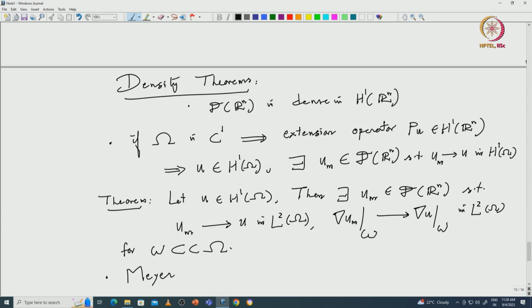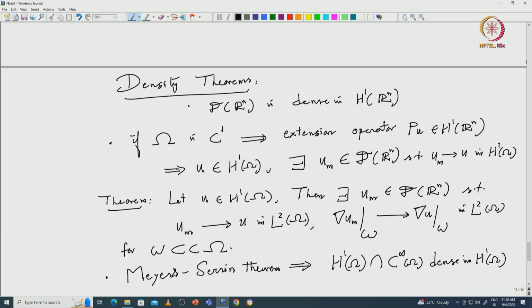One last remark on this density theorem: this is actually a more general theorem, and the proof is much more involved. It is called the Meyers-Serrin theorem, which tells you that H1 of omega is something, it is not that you are, see, the earlier functions are C infinity of omega bar. So, you can use C infinity of omega, which is dense in H1 of omega.